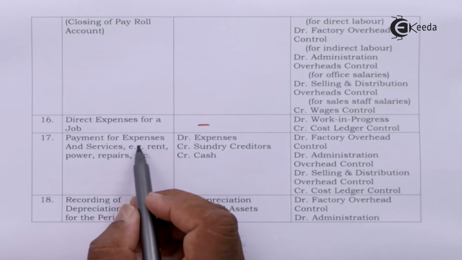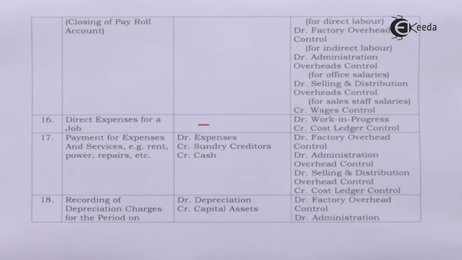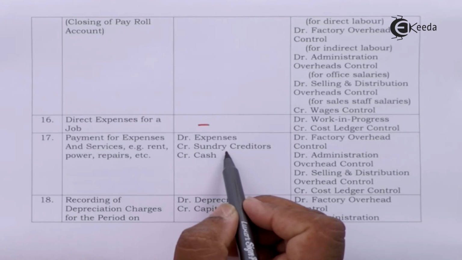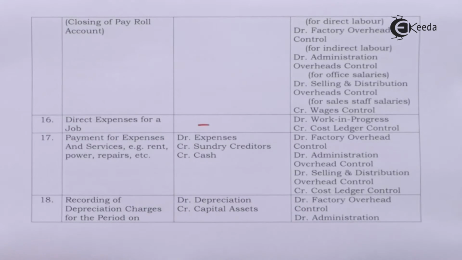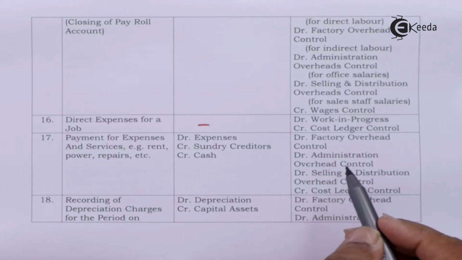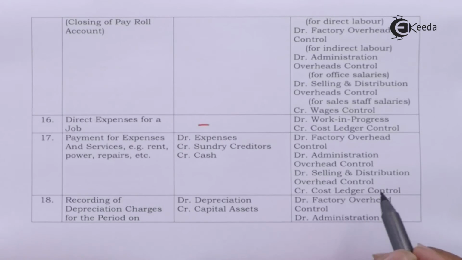Payment for expenses and services, example rent, power, repairs, etc. Expenses will be debited, sundry creditors credited if it is not paid immediately. If paid, cash will be credited. In cost book, factory overheads control account debit, administration overheads control account debit, selling overhead control account debit to cost ledger.